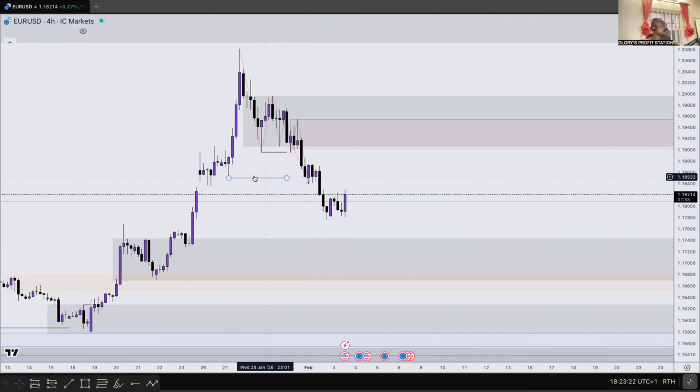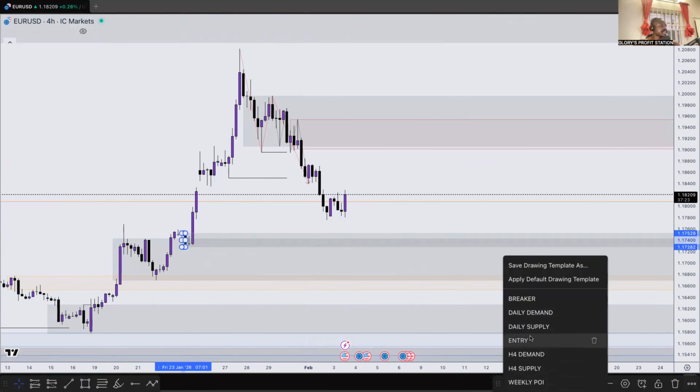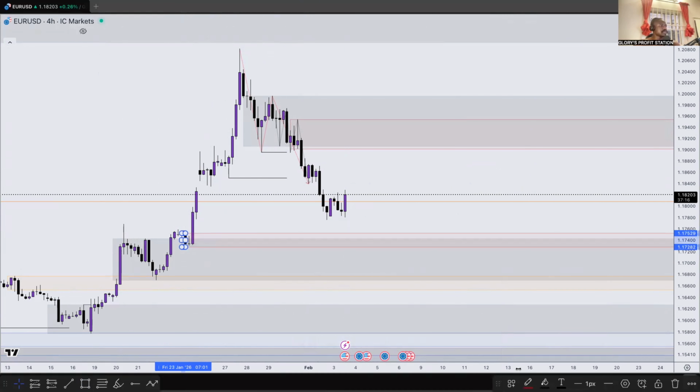So we're taking out valid demand levels. We're pushing into these imbalances. We have areas of demand on the 4 hours here. What I'm trying to explain is the market is playing between demand and supply on the higher time frame. Notice how the 4-hour demand and supply levels align with the daily demand and supply levels.